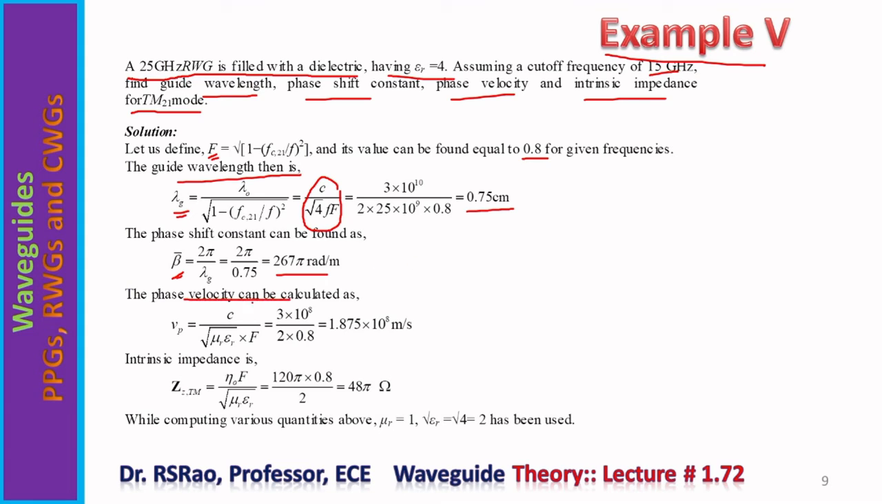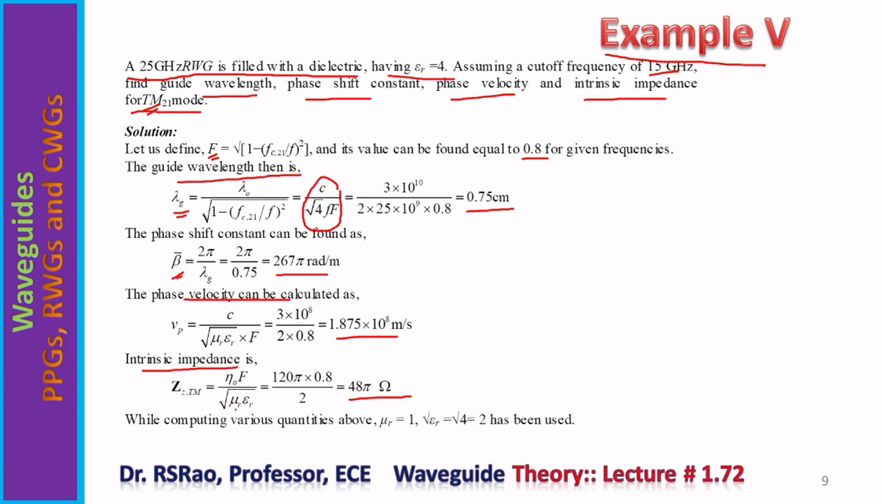Phase velocity Vp is V by factor F. V is of course C by root epsilon r. It comes out 1.875 × 10^8 meters per second. Intrinsic impedance: the mode is given as TM mode. So intrinsic impedance is eta naught F by square root of epsilon r mu r. It comes out 48 pi ohms.